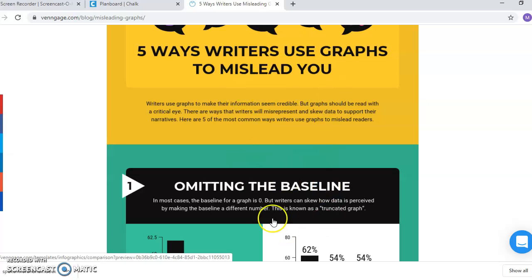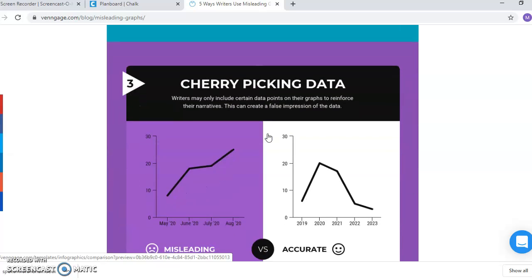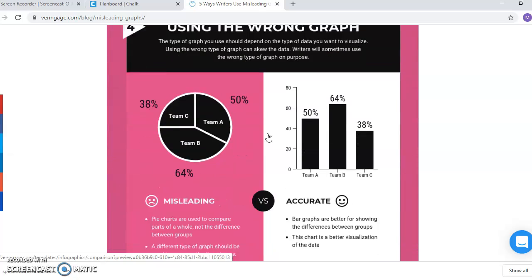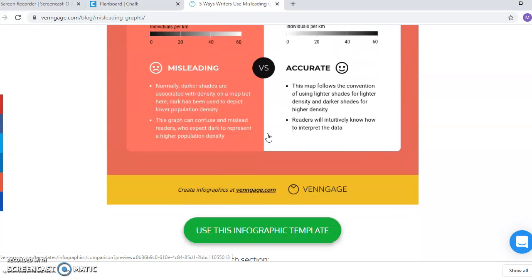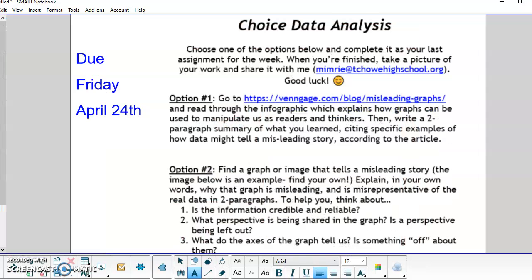So you want to think about in this website, how do they manipulate data? And there are a bunch of different ways that we see that graphs are going to change our mind about things. Okay. So after you take a look at this website, you're going to read through it and you're going to write a 2-paragraph summary of what you've learned, citing specific examples of how data might tell a misleading story, according to what we see on the article and the infographic. So how does data change our mind?